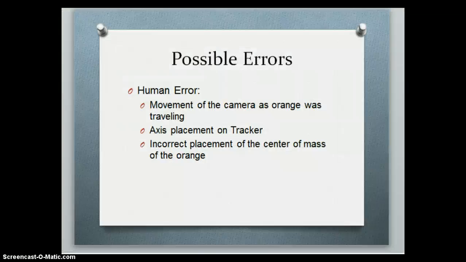Possible errors that may have occurred that could have caused this deviation include human error, such as the movement of the camera as the orange is traveling across the table, an incorrect axis placement on the tracker, or incorrect placement of the center of mass of the orange as it was moving across the table as well.